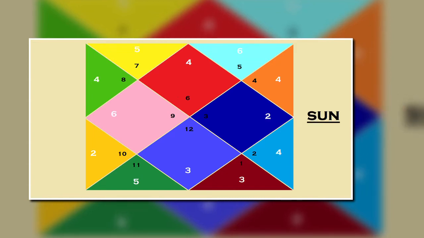This is the Ashtakvarga of Sun. The Sun distributed 6 points each to 4th and 12th house, while 2 points only to the 10th house, which is the house of fame and career.